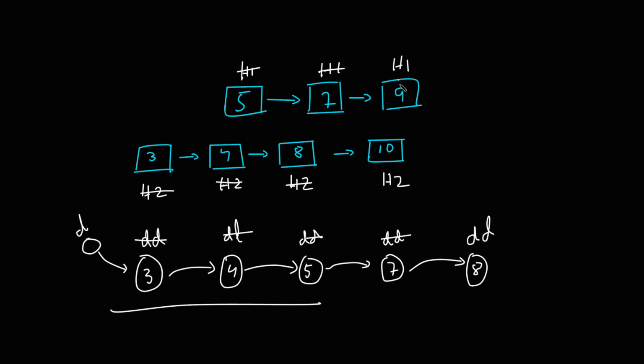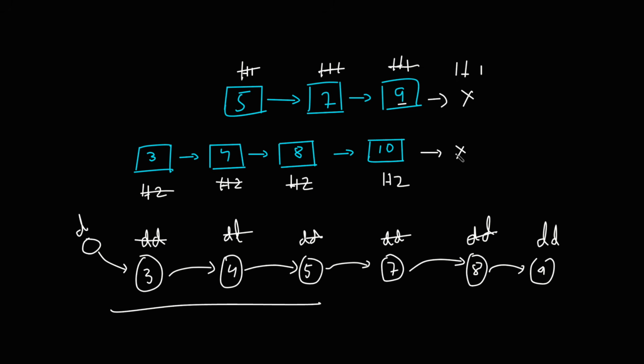After this, we compare 9 and 10. So we have to take 9. Again, we create a dummy node and we are going to take 9. Again, the same set of steps. Point the next to 9. Move our dummy node to 9. And since we took 9, move our head 1. So our head 1 is going to point to null. So the moment it points to null, you're gonna stop.